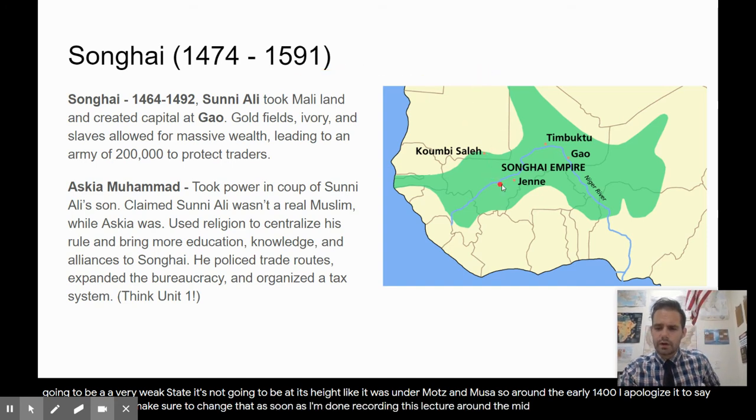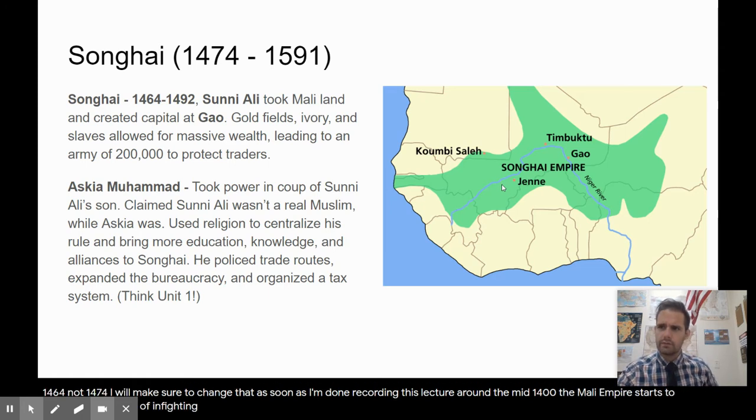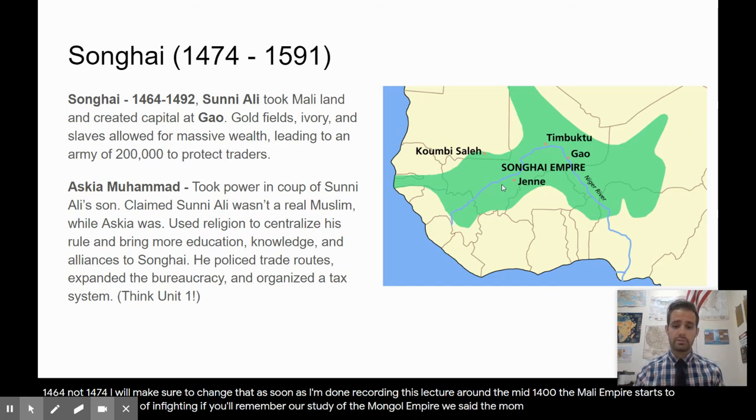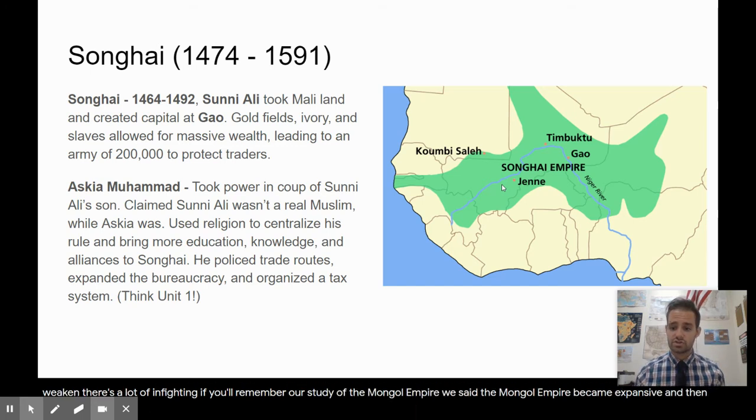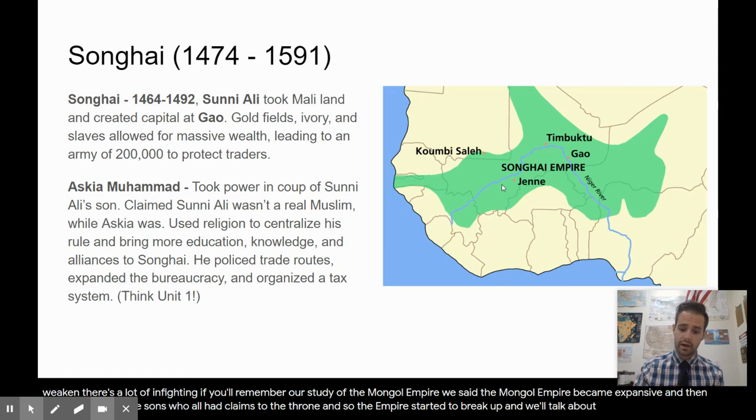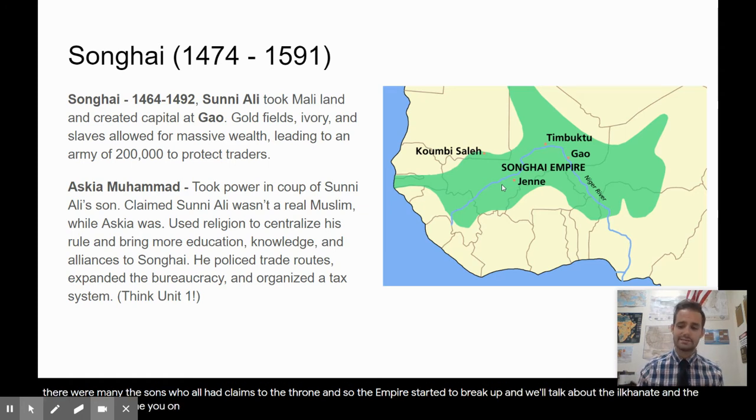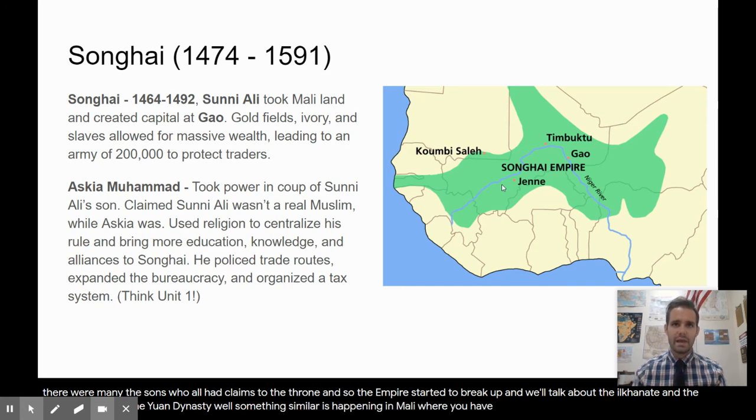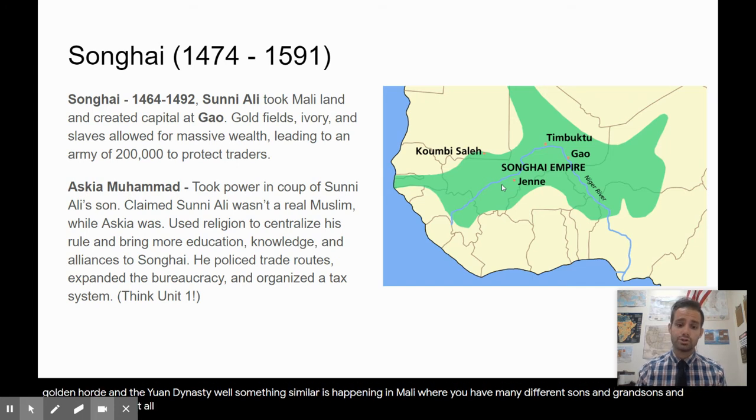Around the mid 1400s, the Mali Empire starts to weaken. There's a lot of infighting. If you'll remember our study of the Mongol Empire, we said the Mongol Empire became expansive, and then there were many sons who all had claims to the throne. And so the empire started to break up. And we talked about the Ilkhanate and the Golden Horde and the Yuan dynasty. Well, something similar is happening in Mali, where you have many different sons and grandsons and cousins and whatnot all have a legitimate claim to the throne, and there's a lot of infighting.